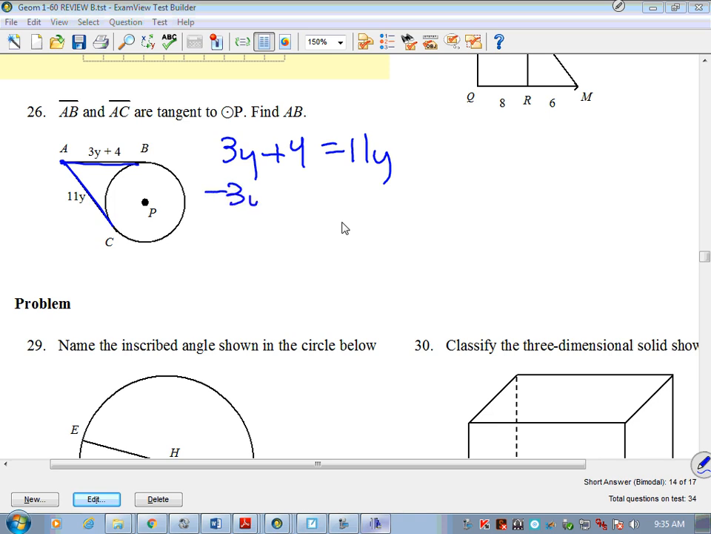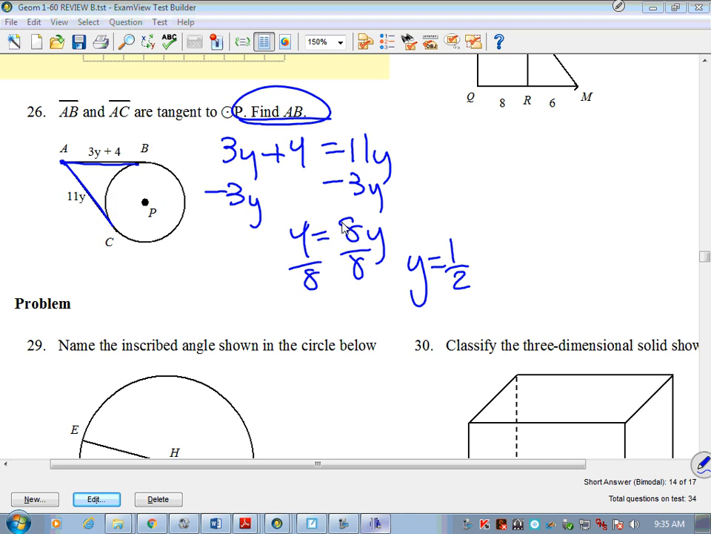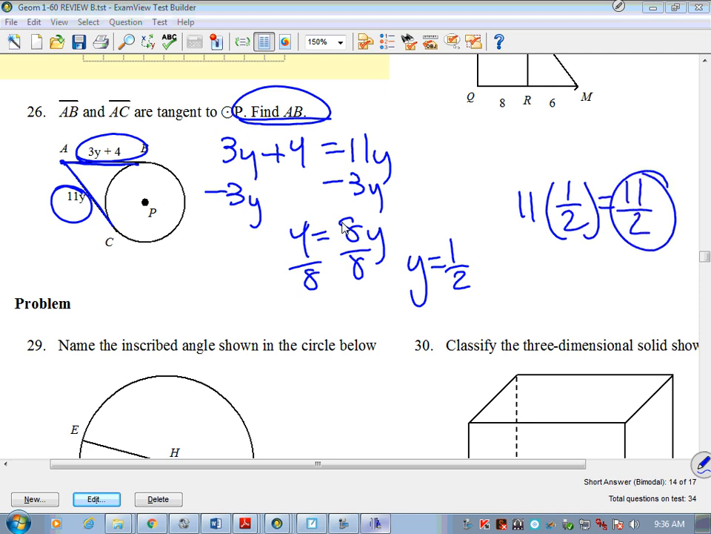So we can subtract 3y. We're going to get 4 equals 8y. A lot of people divide by 4. We don't want to. We want to divide by 8. So y equals 1/2. And then it says find AB. So you can plug 1/2 in there, or you could plug 1/2 in here. They're going to be the same. So AC, it's 11 times 1/2, which is 11 halves, which is the same thing we would get for AB. And 11 halves is my answer. And it's a lot easier to plug it into AC than AB.